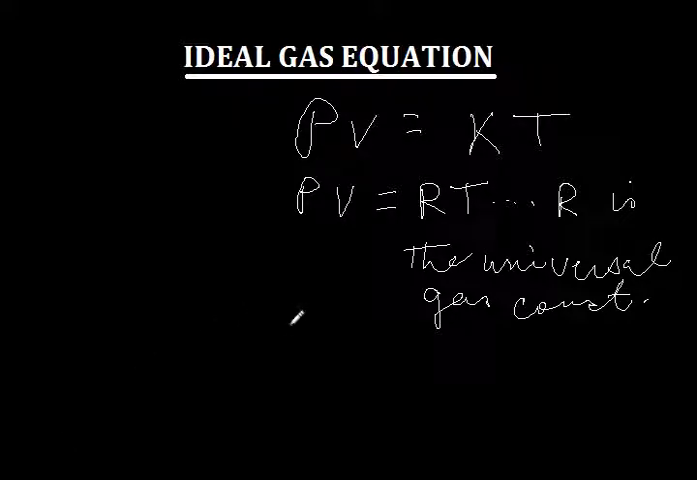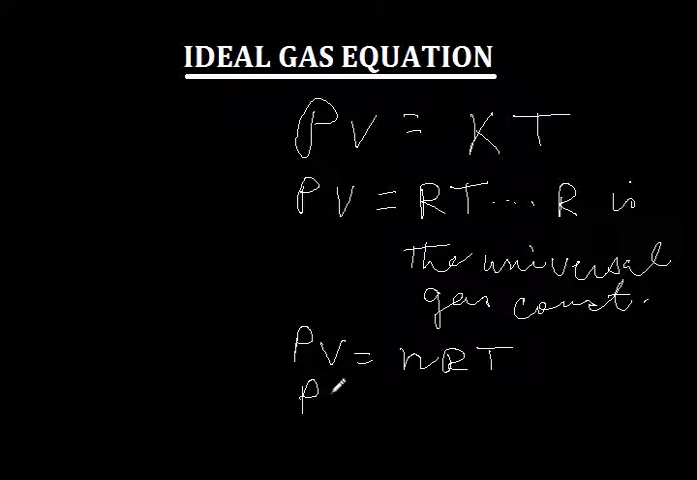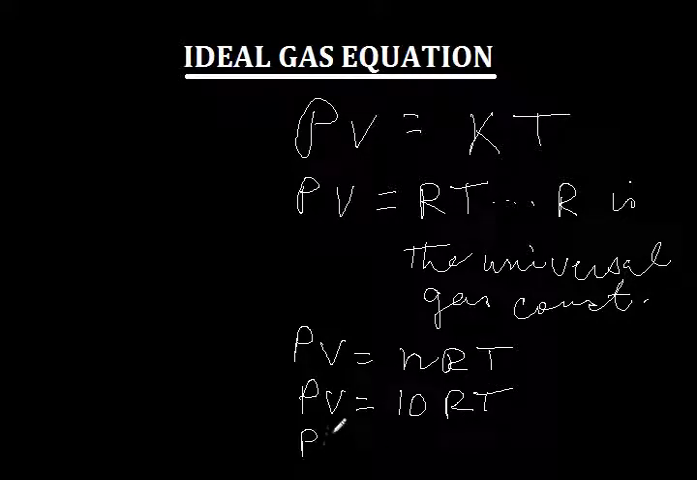Now, this R is applicable for only 1 mole of a gas, but for n mole of a gas, the equation becomes PV equal to nRT. So the equation PV equal to nRT is applicable for n mole of a gas. If the number of moles be 1, then it is PV equal to RT. But if the number of moles be 10, then for 10 mole of a gas, it will be PV equal to 10 RT. Similarly, for 100 mole of a gas, PV equal to 100 RT.